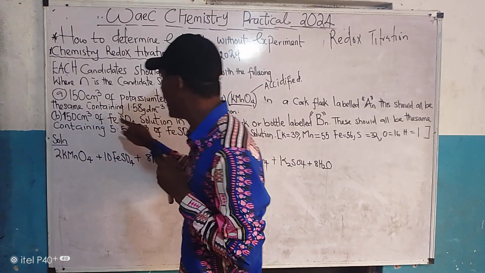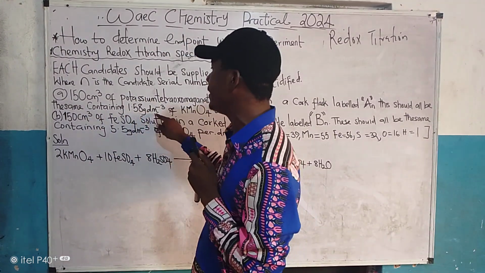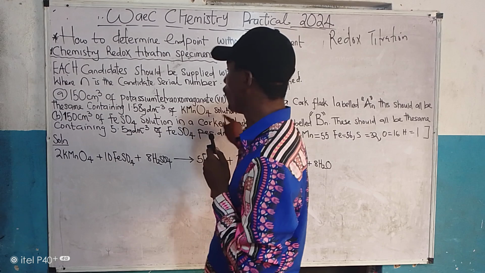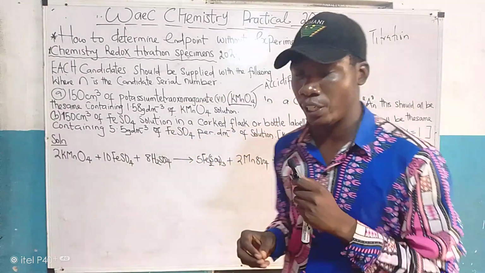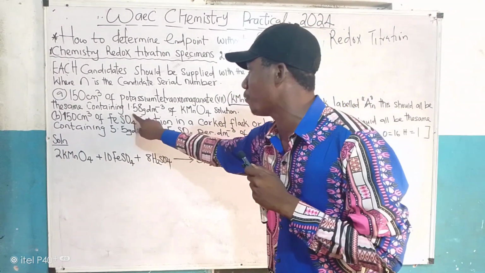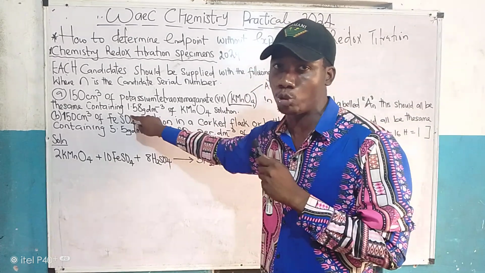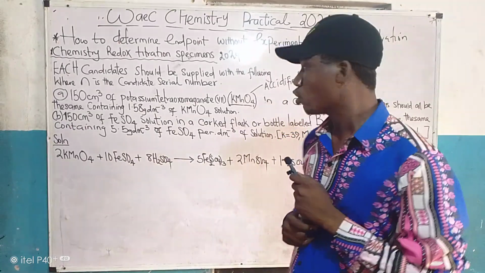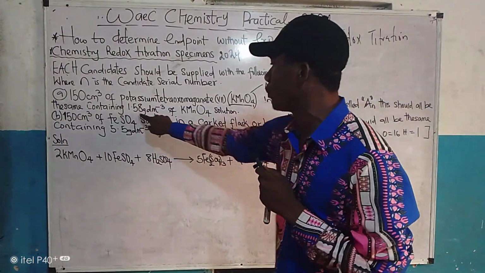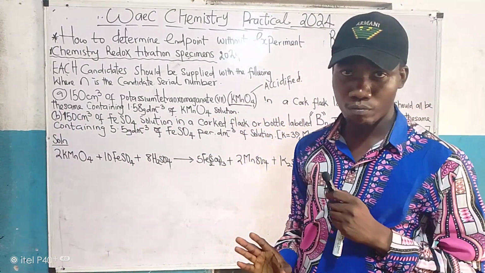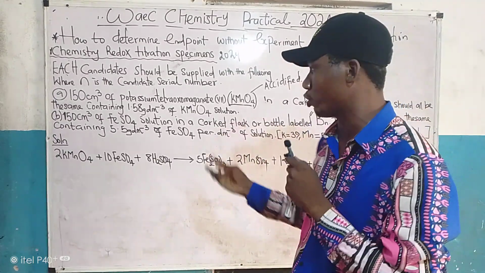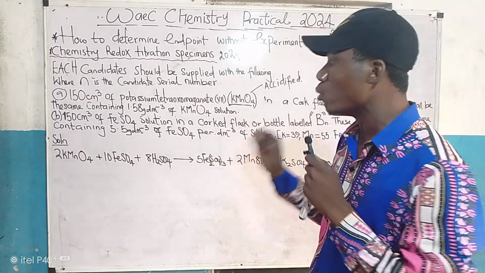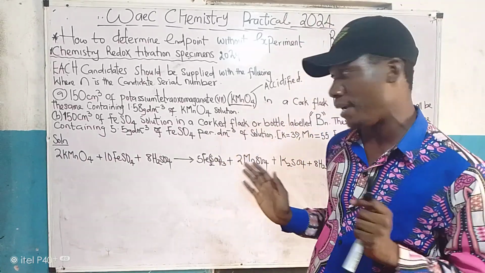It contains 1.58 gram per dm³ of KMnO4 solution. That is to say, the solution should have 1.58 gram, which is the mass that should be contained in 1000 cm³ of it. So if you have this mass in this solution, this becomes the mass concentration. Don't forget, I want to show you the tricks on getting your endpoint without having to do any experiment.